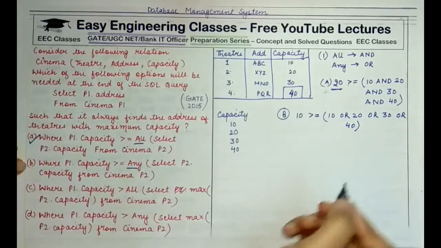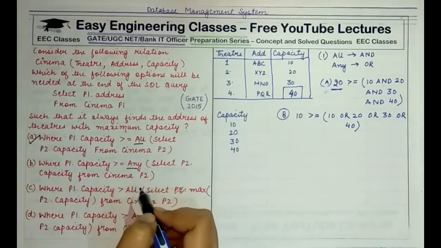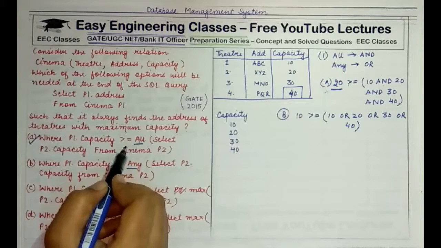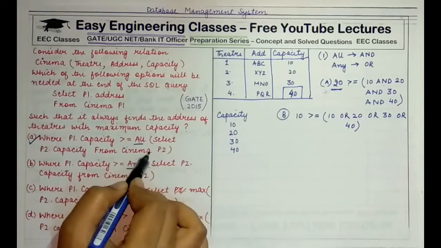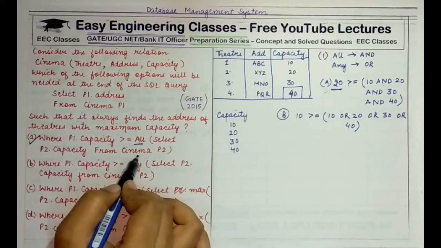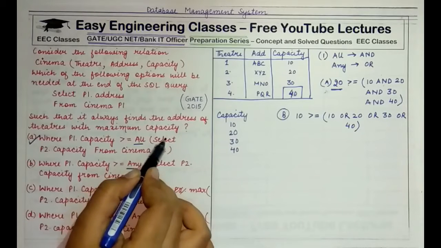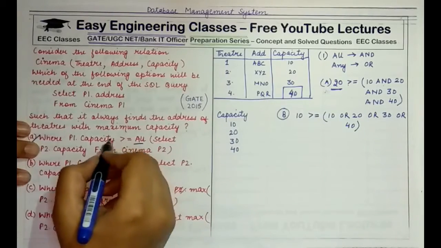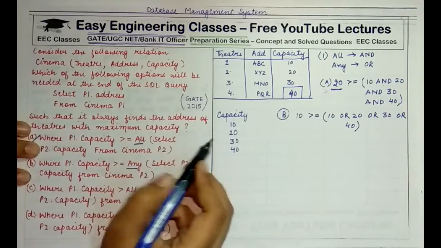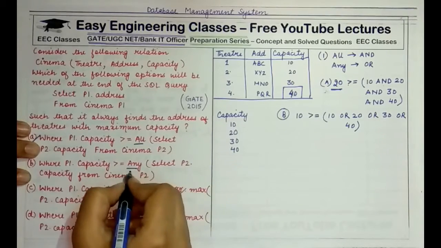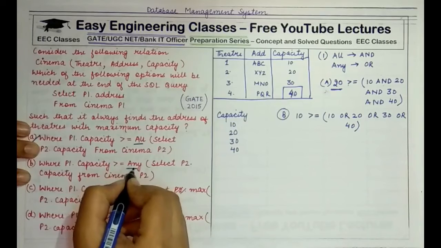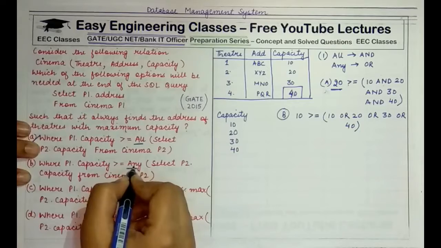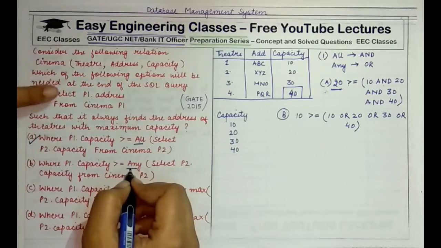So you can simply understand ALL and ANY like this: with ALL, the value chosen in the outer query should be greater than or equal to all the values present in the result of the inner query. But with ANY, if a value is greater than or equal to any particular value in the inner query, then that value will be chosen as the result of the outer query.